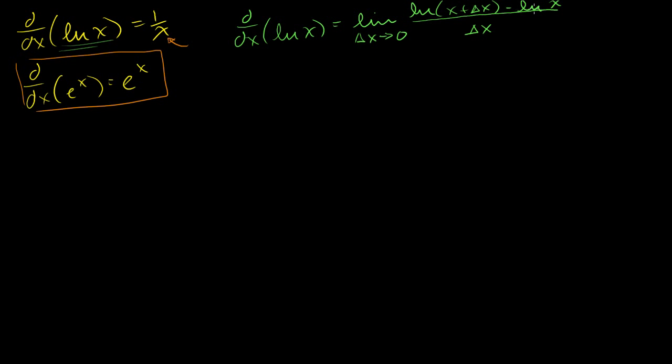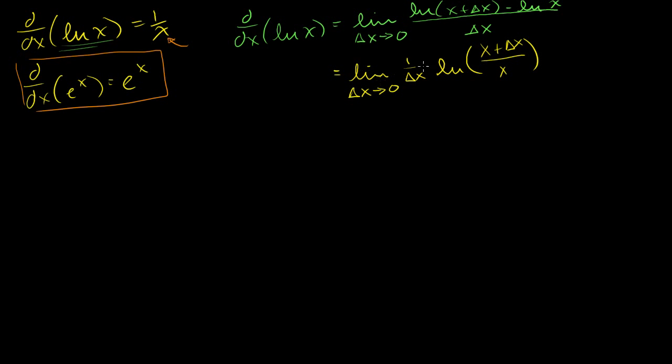Now, we can just use a property of logarithms. If I have the log of a minus the log of b, that's the same thing as the log of a over b. So let me rewrite it that way. So this is going to be equal to the limit as delta x approaches 0. I can take this 1 over delta x right here, 1 over delta x times the natural log of x plus delta x divided by x. Just doing the logarithm properties right there.